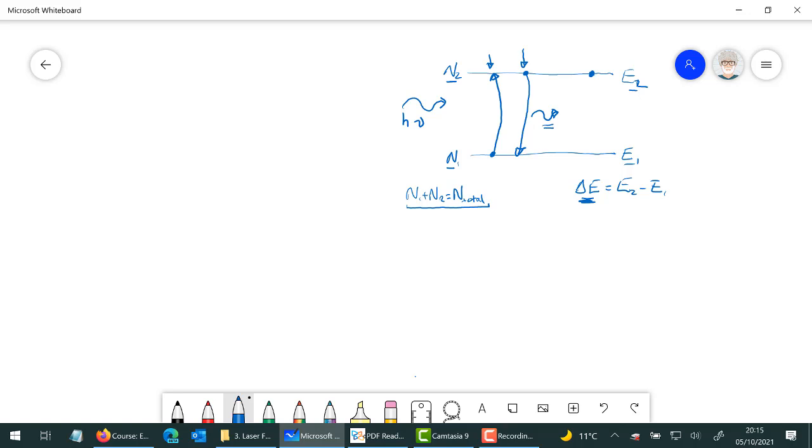But if this photon is travelling by this particular atom, which is sitting at E2, what can happen is it can stimulate the transition. In other words, it can force the atom down into energy level 1, and you've got your original photon, but you've also got another photon now. And that's how we get light amplification. We started with one photon, we end up with two photons. And so this process is referred to as stimulated emission.